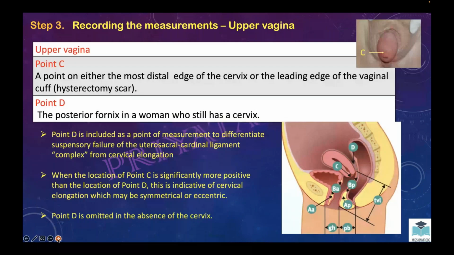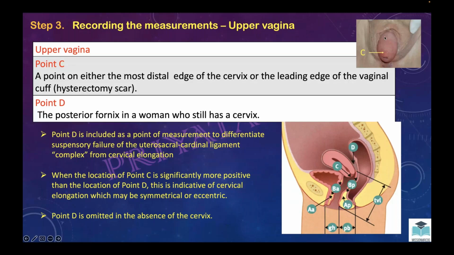Now, another part. What we have to record, other 2 points, that will be point C and point D. So point C is the most distal edge of the cervix, or leading edge of vaginal cuff in hysterectomy scar. So this is C. Okay, this is C. Now you guys can make out that here the cervix is elongated. Here cervical descent is there. Okay. Now you can see that you can't see any cystocele or any rectocele. If you do the measuring, C will come some plus here.